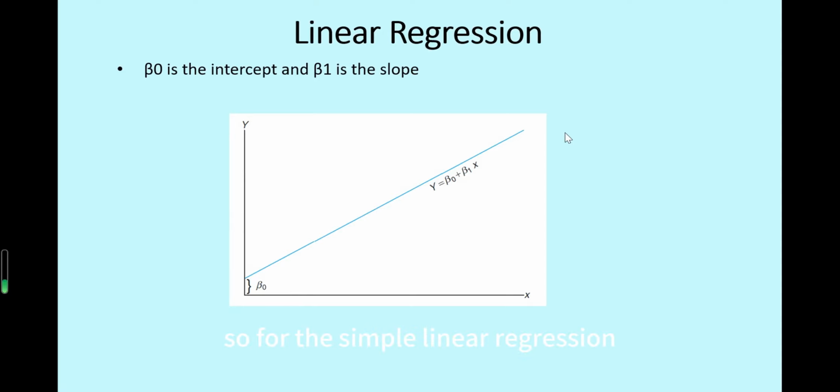For the simple linear regression, we can use a straight line in the two-dimensional space to depict the relationship between x and y. So this is the beta 0 parameter for the intercept, and beta 1 is the slope of this line.